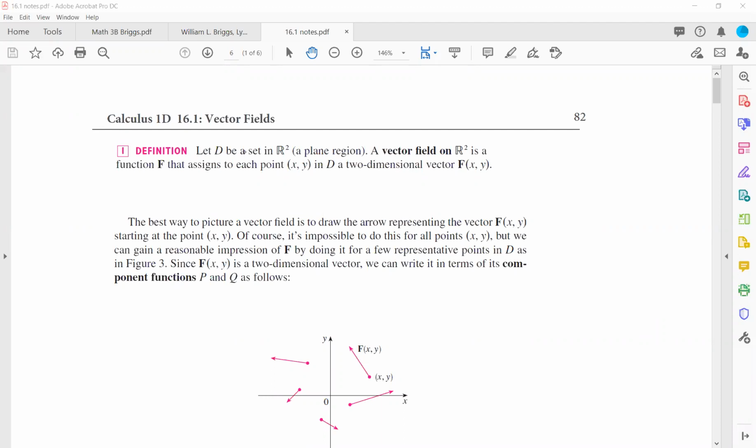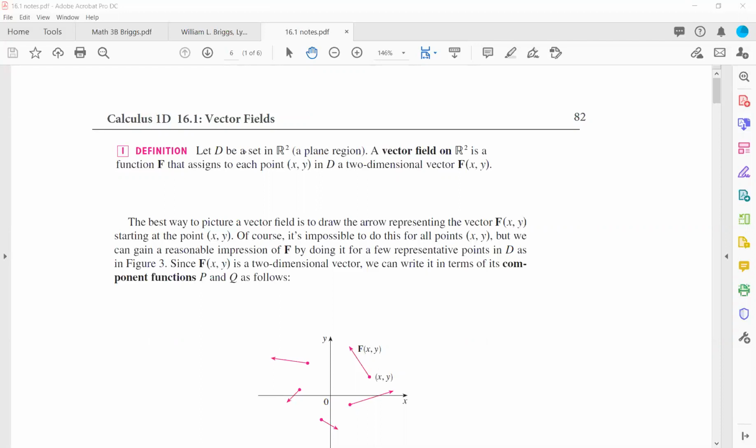Suppose D is a set in R squared, which is just a two-dimensional space plane. A vector field on R squared, or two-dimensional space, is a function f that assigns to each point x and y in D a two-dimensional vector f of x and y. So the outputs are vectors instead of having just one real number.